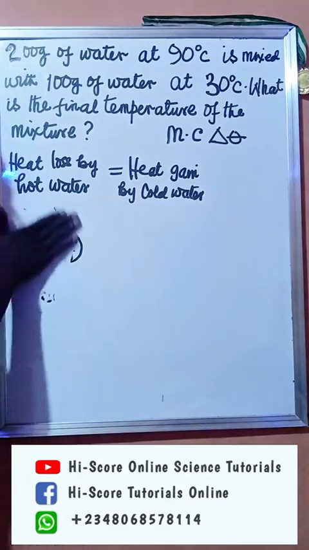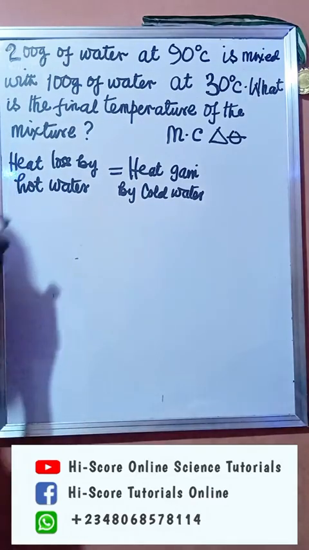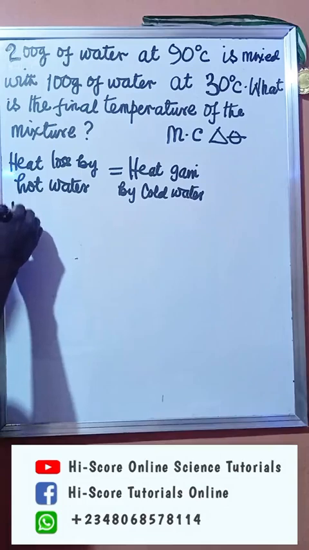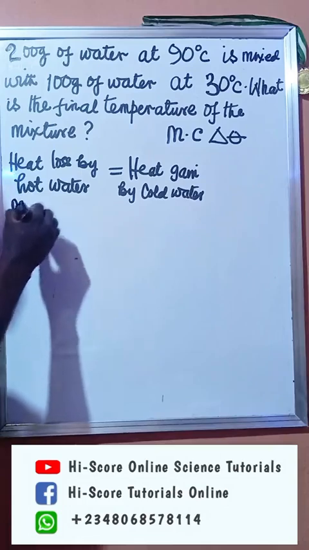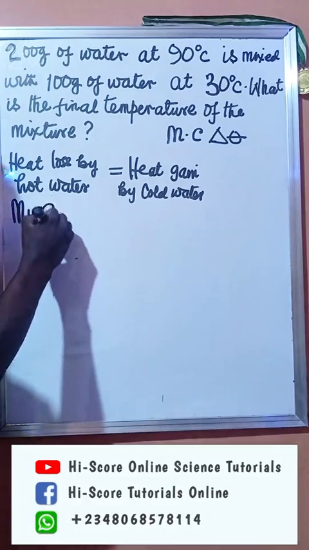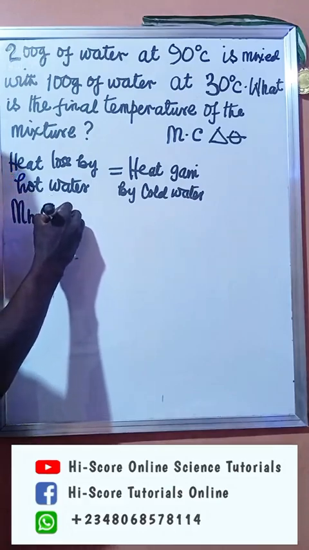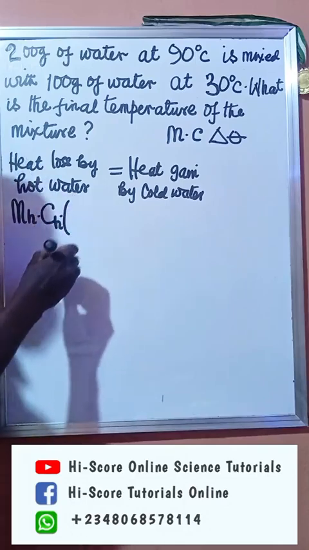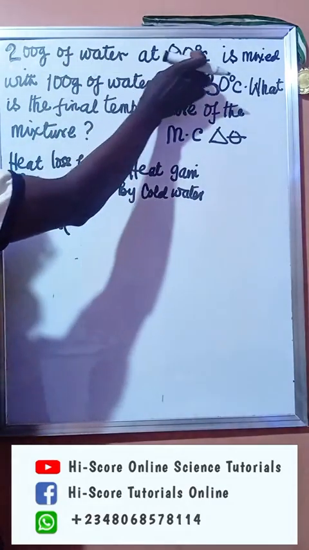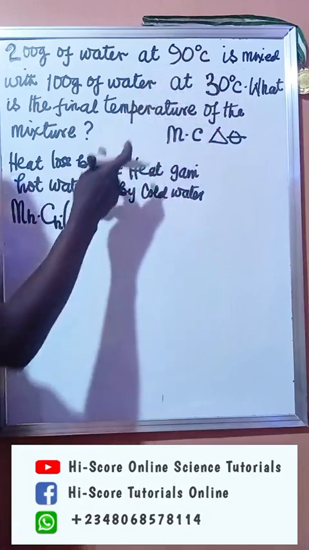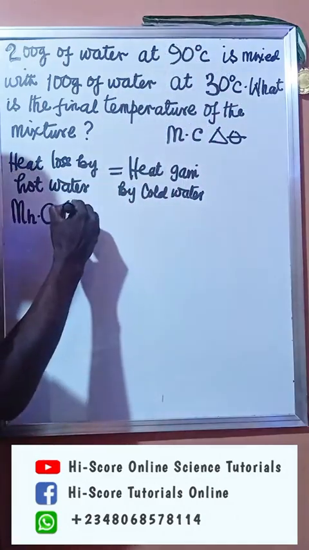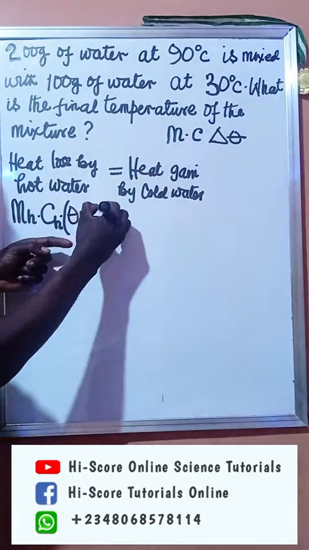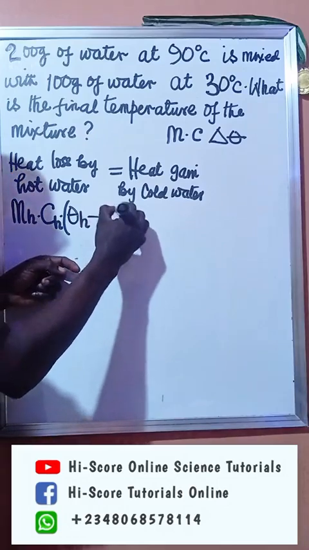All right, now in doing this, let's find out the amount of heat lost by the hot water. This is given by the mass of the hot water times the specific heat capacity of the hot water, which is C hot, times the change in temperature. Now remember that the temperature of the hot water will fall from theta hot, the temperature of the hot water, down to the final temperature which we are looking for.